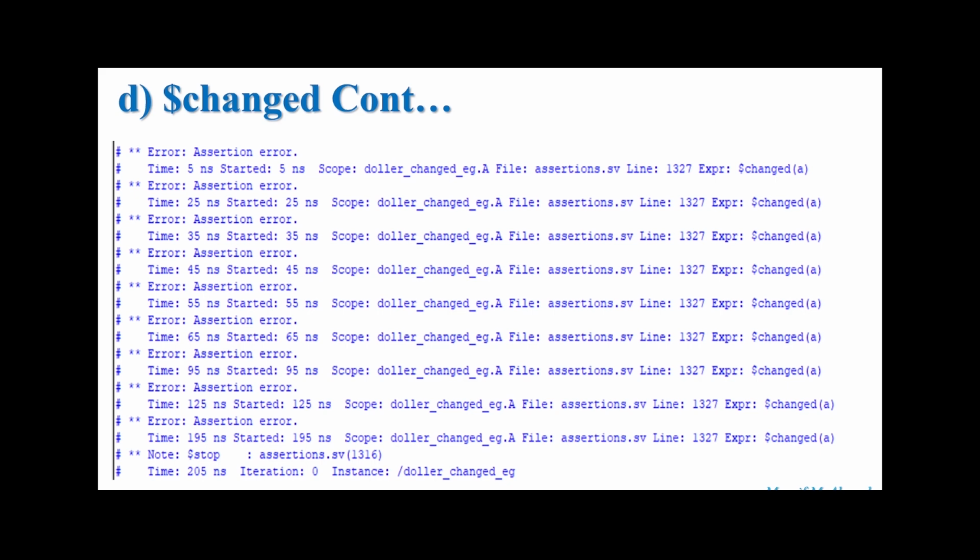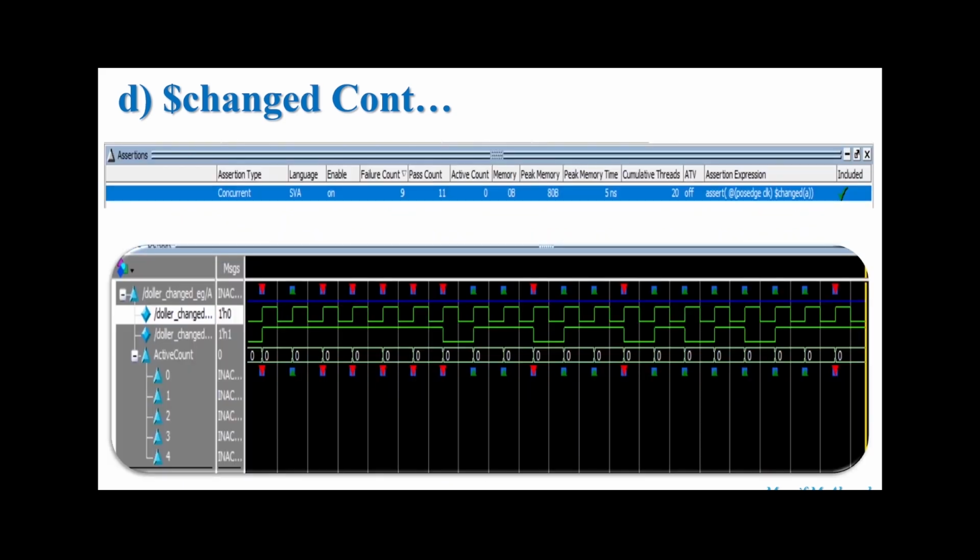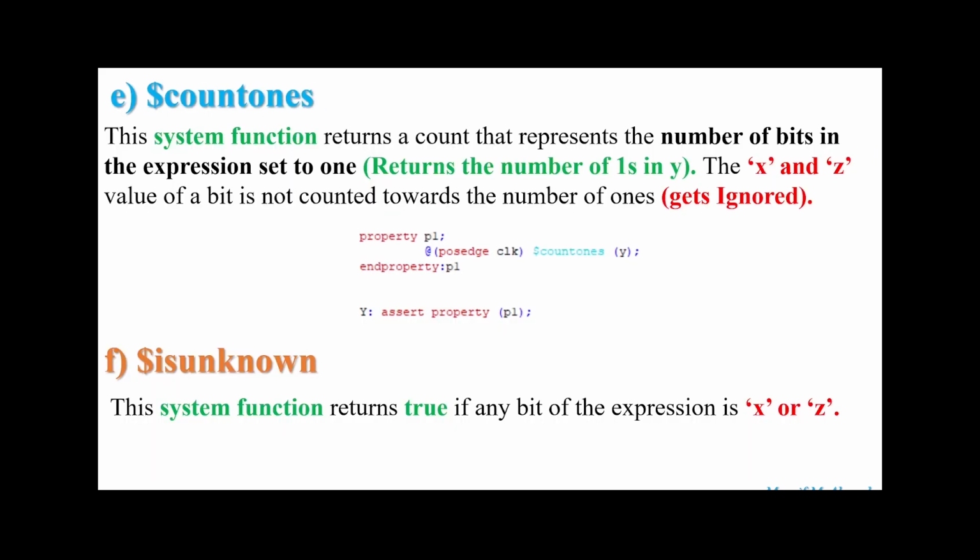console results. Whenever the assertion is failing, you'll find the assertion error over there. If you analyze the assertion tab, you will find 9 are failures and 11 are passes over here. If you cross check, you'll find this red triangle means assertions are failing: 1, 2, 3, 4, 5, 6, 7, 8 and 9, so 9 are failing. Similarly, if you cross check the passing assertions, you'll find there are 11 pass counts in this waveform. Okay, so this is how you can understand the $change system function.